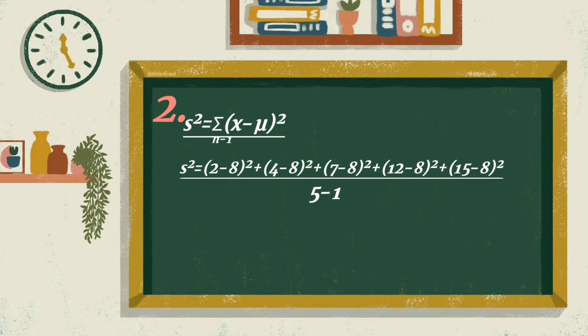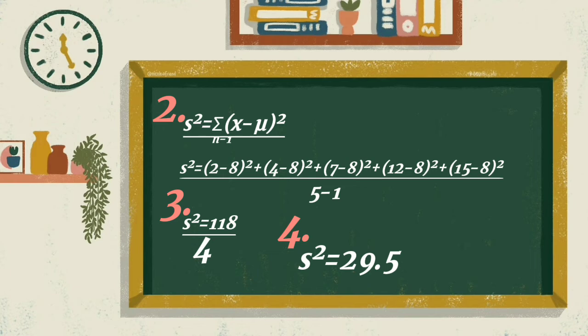And after that, using our scientific calculator, the result for our numerator is 118. And ang denominator na lang natin ngayon ay magiging 4. Bakit? So yung n minus 1, since 5 sila, minus 1, so that is 4. So therefore, our variance is 29.5.